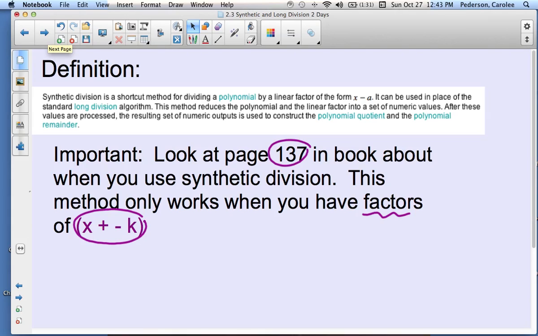Synthetic division is a shortcut method for dividing a polynomial by a linear factor x minus a. It can be used in place of the standard long division algorithm. This is a faster method, but doesn't always work, remember. This method reduces the polynomial and the linear factor into a set of numeric values. After these values are processed, the resulting set of numeric outputs is used to construct the polynomial quotient and the polynomial remainder. Let's go ahead and show you an example.